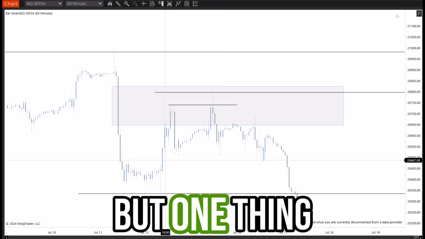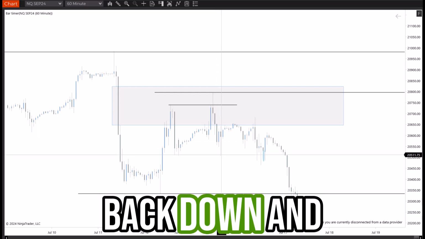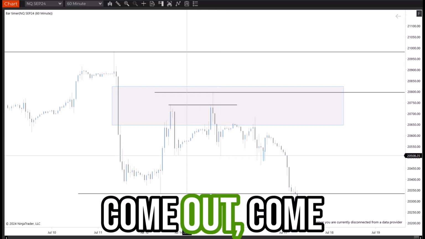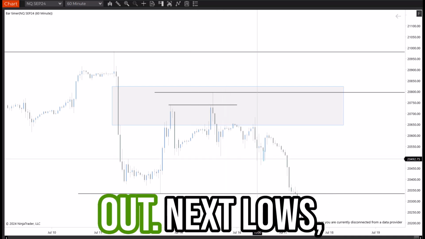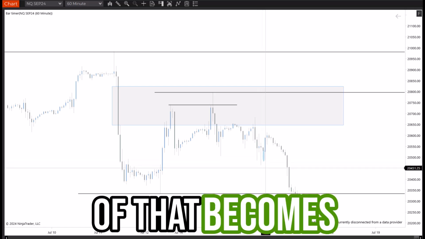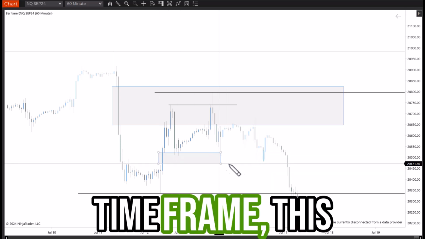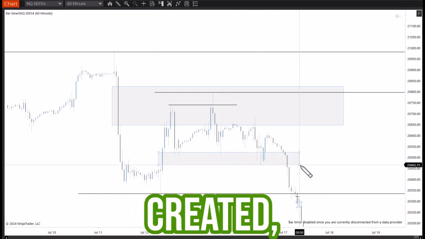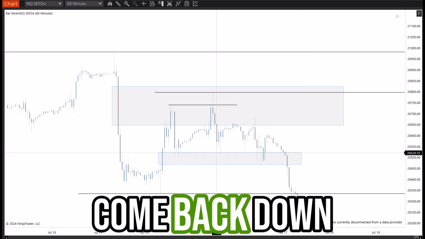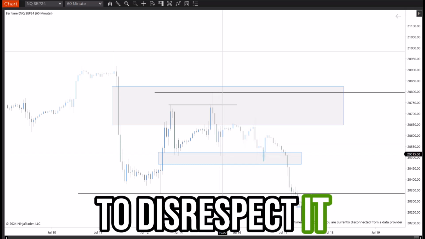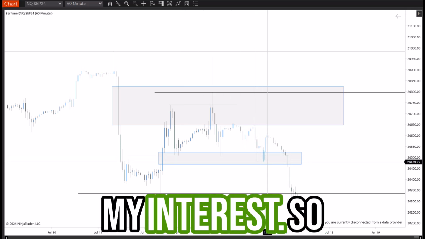But one thing that sticks out is the fact that when we go from these highs, we come back down and we're creating new lows. Every time we come back down, we take out the last low. Last low's taken out, next lows, all of that becomes taken out. So I'm seeing this fair value gap, right? On the 1 hour time frame, this was created. But every time we come back down here, the market seems to disrespect it more and more, taking out previous lows in the process. So that piques my interest.